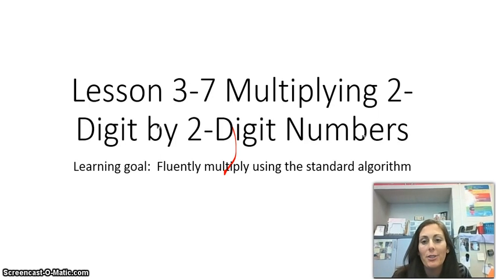Lesson 3-7, multiplying two-digit by two-digit numbers. Learning goal: fluently multiply using the standard algorithm.